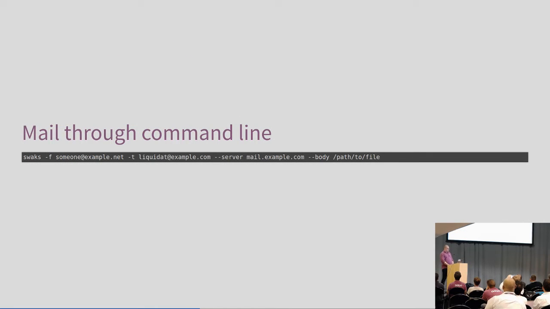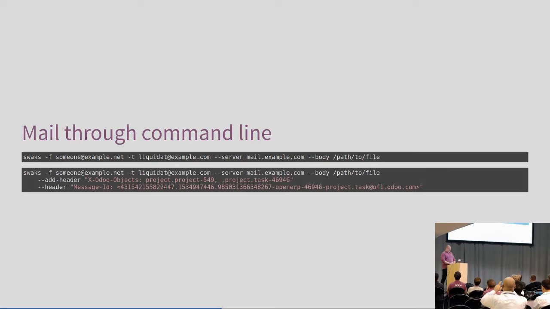You also have another tool, called Swaks, to test the sending of emails. So with just a command line, you can check what happens when you send an email to Odoo. Swaks also permits adding headers. That means if you add the correct headers, you can check the process when you, let's say, answer a ticket through email, and so on.